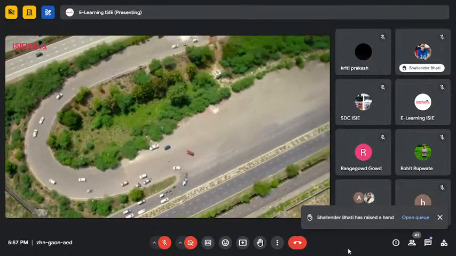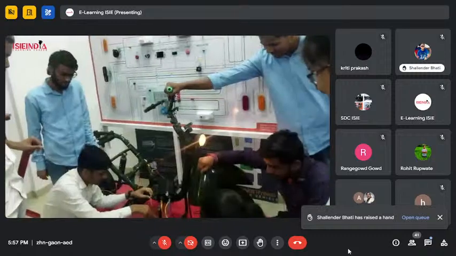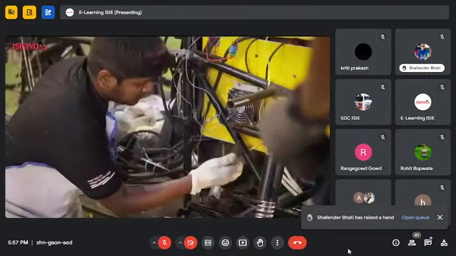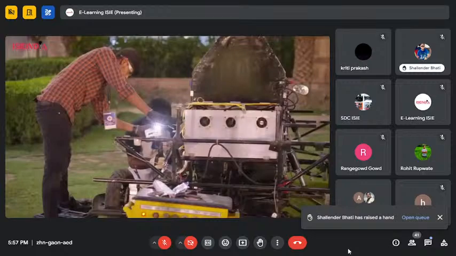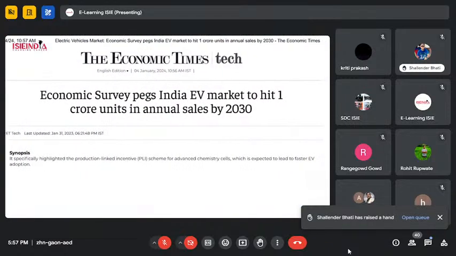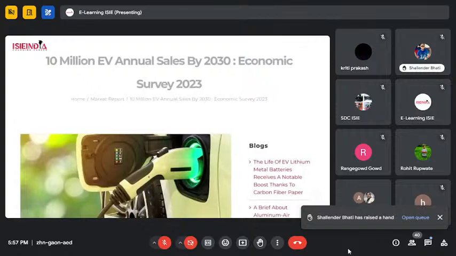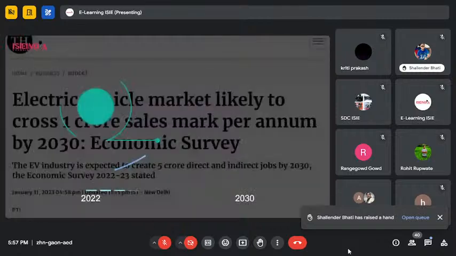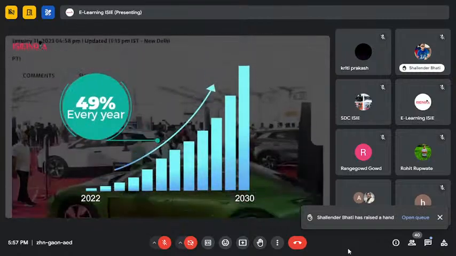We are now a global partner for talent nurturing in the automotive industry. We are fostering the youths for the global EV market and have recently joined forces with partners in Malaysia, Indonesia, and South Africa. According to the economic survey, in India, the market for electric vehicles is expected to grow really fast, about 49% every year from 2022 to 2030.